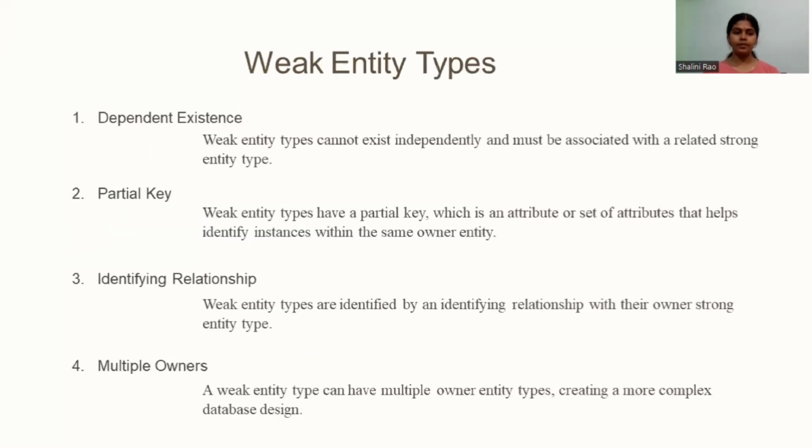Weak entity types. Dependent existence. Weak entity types cannot exist independently and must be associated with a related strong entity type. Partial key. Weak entity types have a partial key, which is an attribute or set of attributes that helps identify instances within the same owner entity. Identifying relationship. Weak entity types are identified by an identifying relationship with their owner's strong entity type. Multiple owners. A weak entity type can have multiple owner entity types, creating a more complex database design.